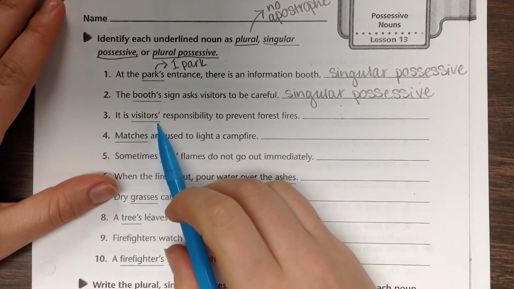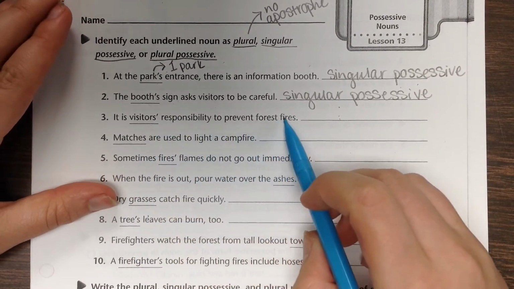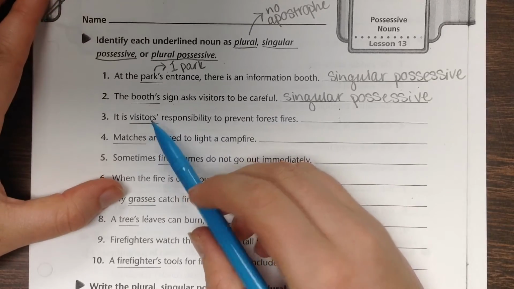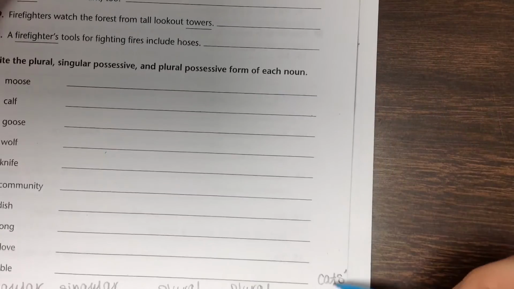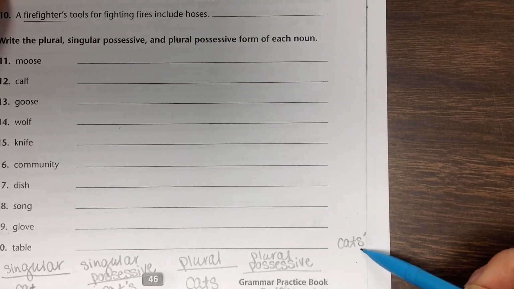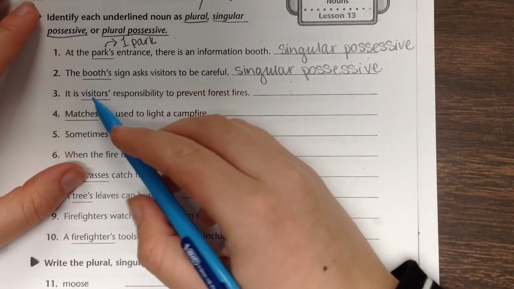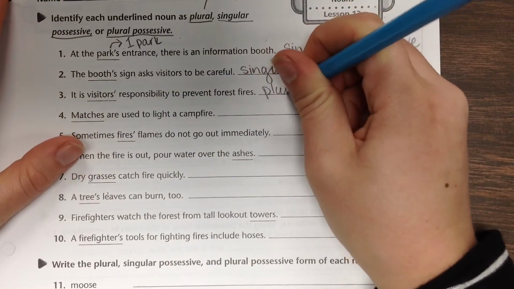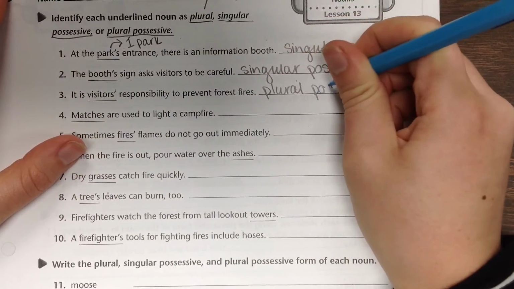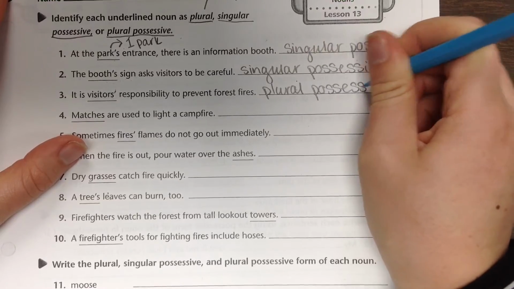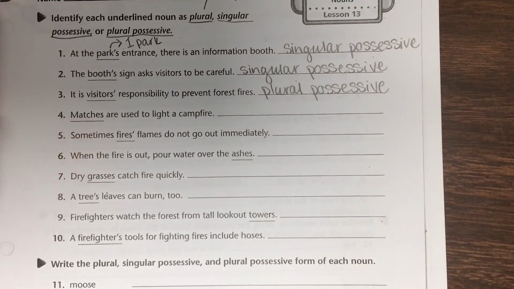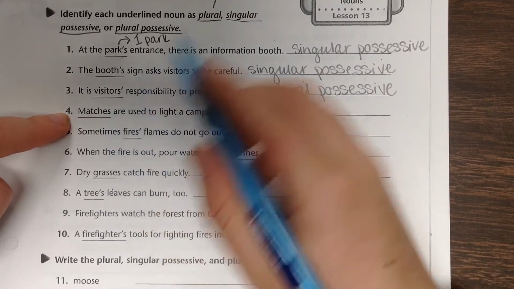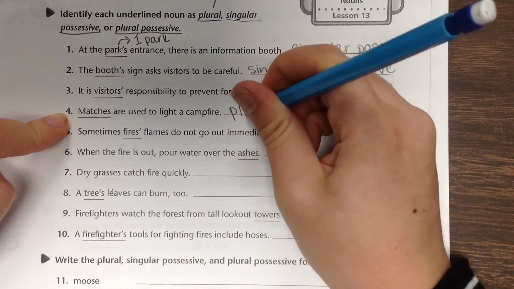It is visitors' responsibility to prevent forest fires. Here, it's talking about more than one visitor, and I know that because it's doing what I talked about here, where I have just an S and an apostrophe. So visitors, apostrophe, responsibility, that would be plural possessive. Well, this one has no apostrophe, and when it has no apostrophe, it's just going to be plural.